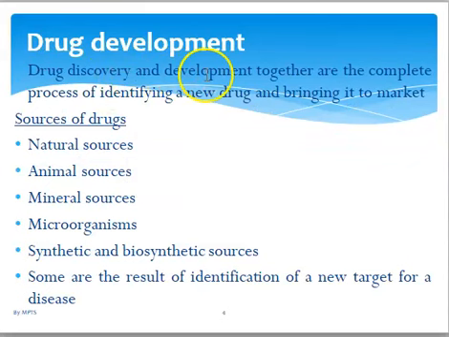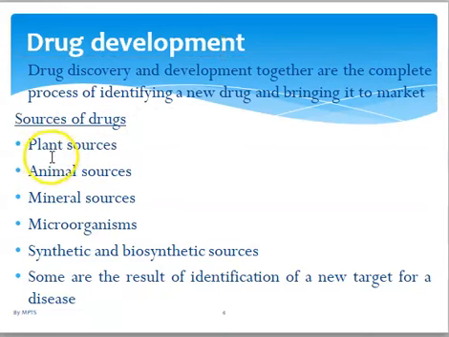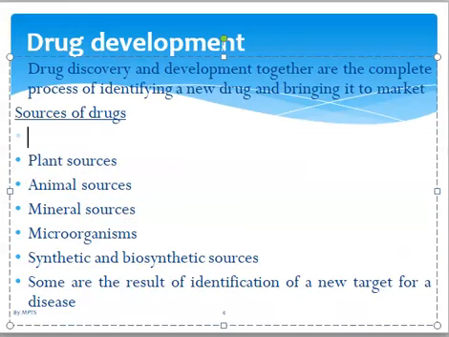Now, drug discovery and drug development together are the complete process of identifying a new drug and bringing it to the market. Sources of drugs, of course, are the natural sources. These are from plants and animals. Plant sources, animal sources, amino sources. All these are natural sources.